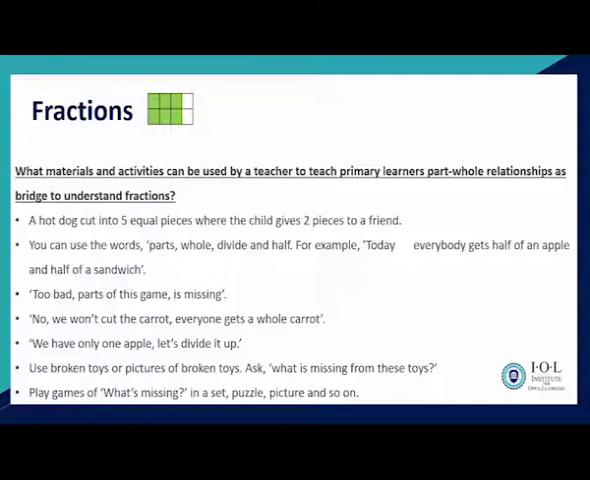Then the next part, fractions, which is quite a major difficulty in mathematics as well. What materials and activities can be used by a teacher to teach primary learners part-whole relationships as a bridge to understanding fractions? If you go into your study guide, there is a lot of information on fractions. A hot dog cut into 5 equal pieces. What is that? Does it display part-whole, or fraction as a ratio, as an operator? There are so many things involved when it comes to fractions.